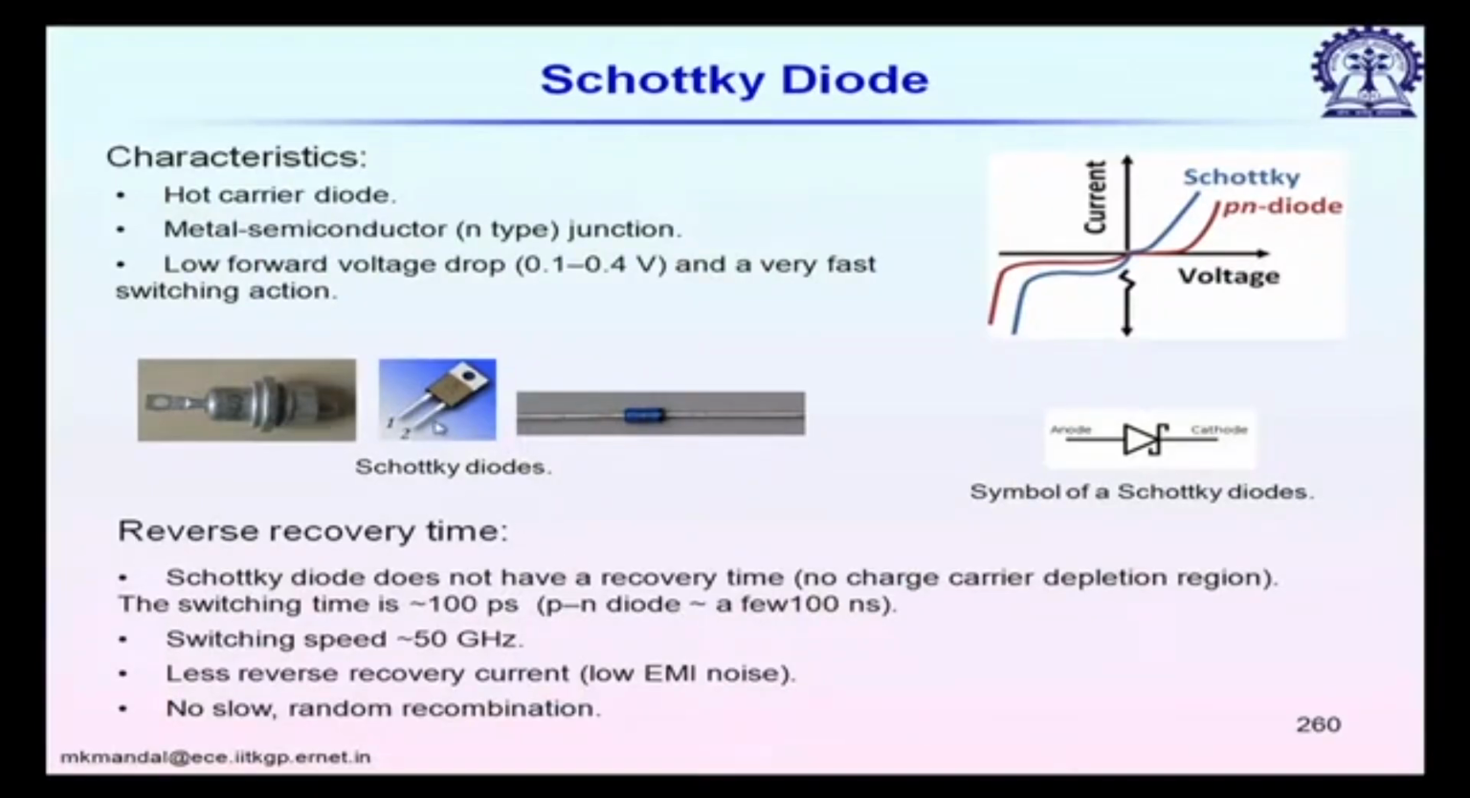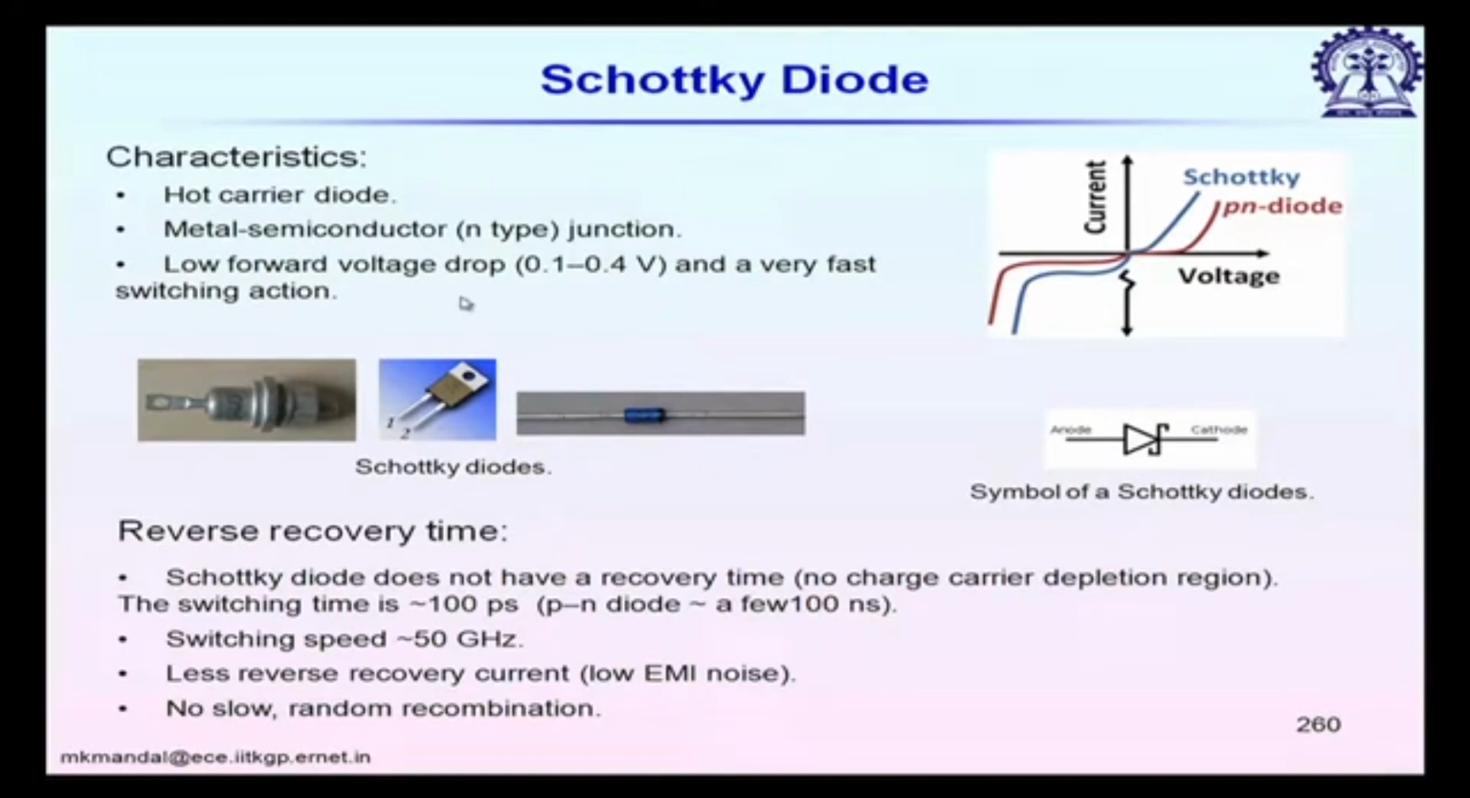Then the advantage is that we can avoid junction capacitance, which is usually seen for a given p-n junction. So, what is the advantage of that? We can go for very high frequency operation. So, reverse recovery time is very less for Schottky diode. Some basic characteristics we can see here. This is a hot carrier diode.